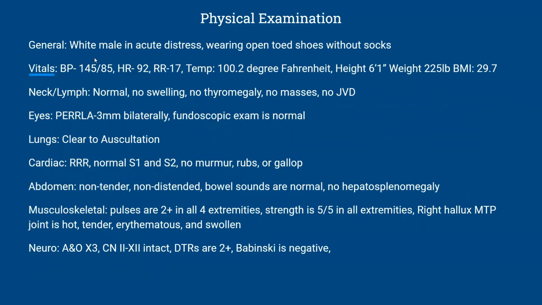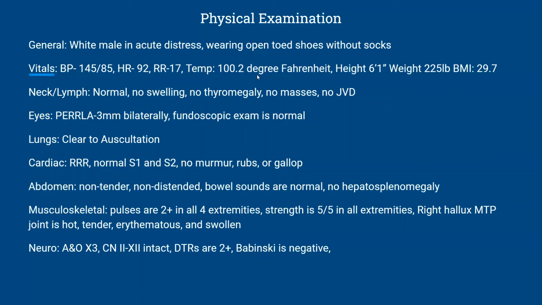So, physical exam. White male, he's in acute distress, a lot of pain, open-toed shoes without socks. We talked about why that happens. His blood pressure's a little high. Heart rate's fine. Respiration rate's good. Temperature's 100.2, and that is a little bit high. It is a fever. But the thing is, he's got this big-time inflammatory process and he's in a lot of pain, so I'm not super surprised his temperature's high, but not super high. It's not 101, 102, something like that, that makes me think, oh my God, he's infected.